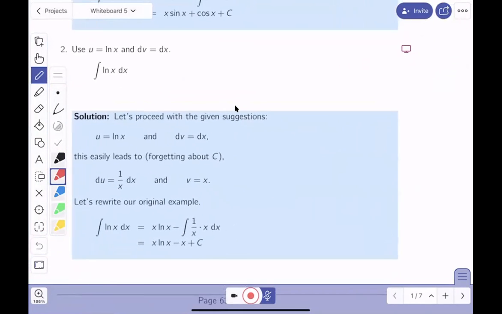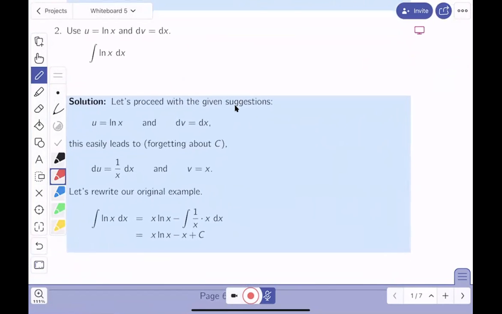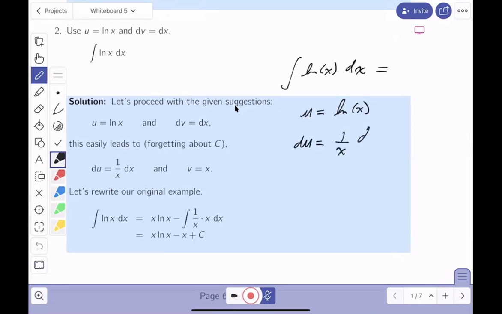And again, they're telling me what to do. Now, someone says, I don't like to be told what to do. Well, we're learning, right? So let's write this down. We want to do the integration of natural log of x dx. And what do they tell me? They tell me u is the natural log of x. That means du is equal to 1 over x dx.